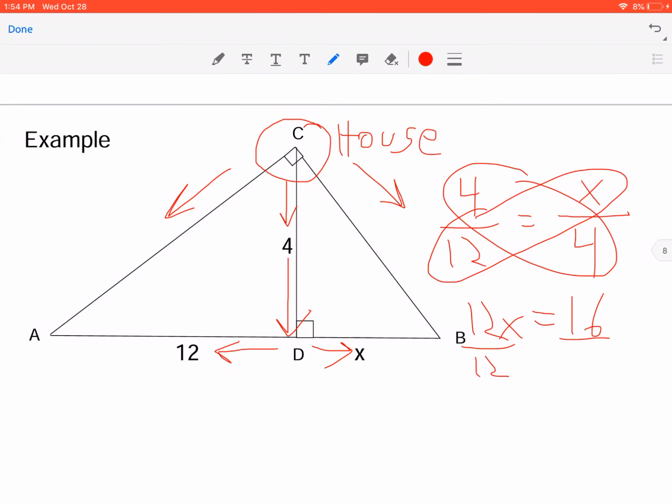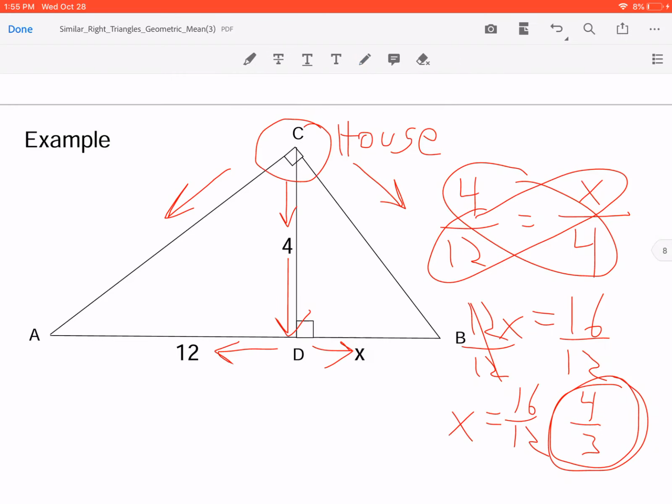Divide by 12. Now you could leave your answer as a decimal or a fraction. It's easiest just to leave it as a fraction. Can you simplify 16 over 12? Doesn't 4 go into 16 4 times, and 4 goes into 12 3 times? Leave it just like that. There's your answer, 4 over 3. That's all you got to tell me.